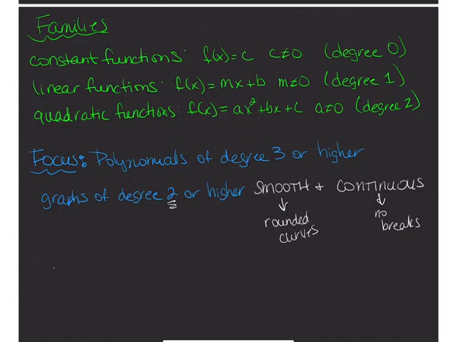Alright. If I were to draw out something that looked like this, is it smooth? Yeah, because it has these rounded curves. They're not like absolute values, where absolute values gave you that V-shape, right? They're nice and smooth. And is it continuous, where it has no breaks? Yep, it keeps on going.